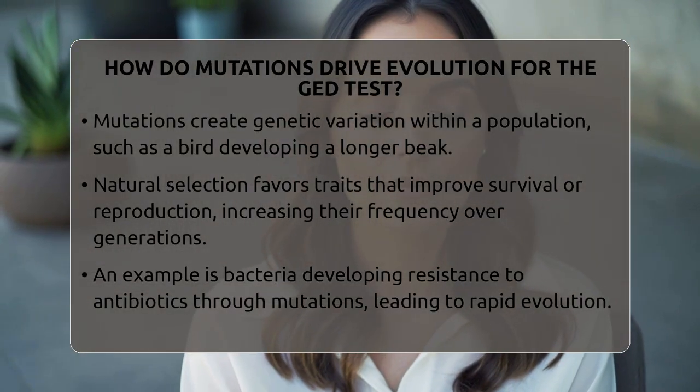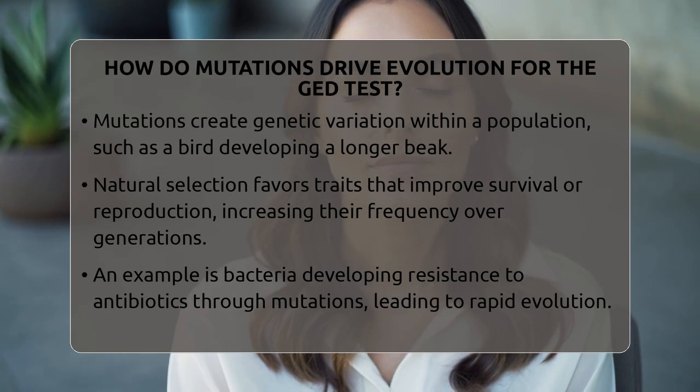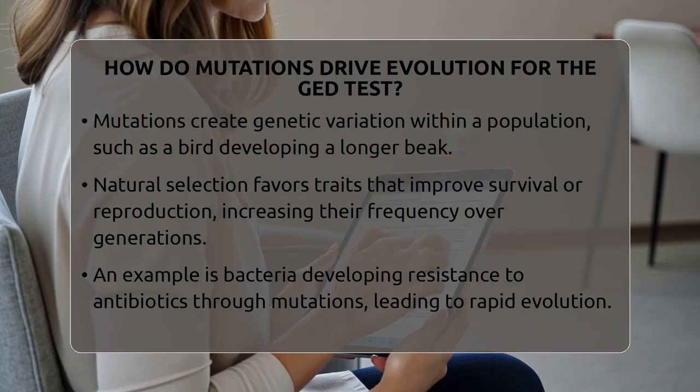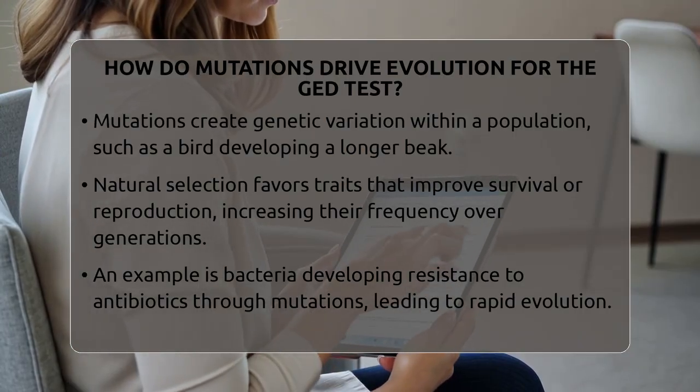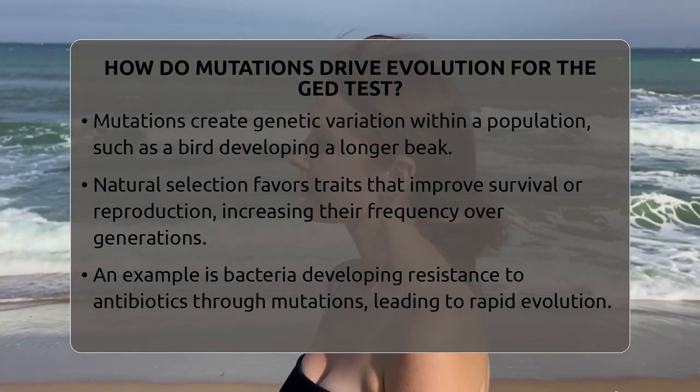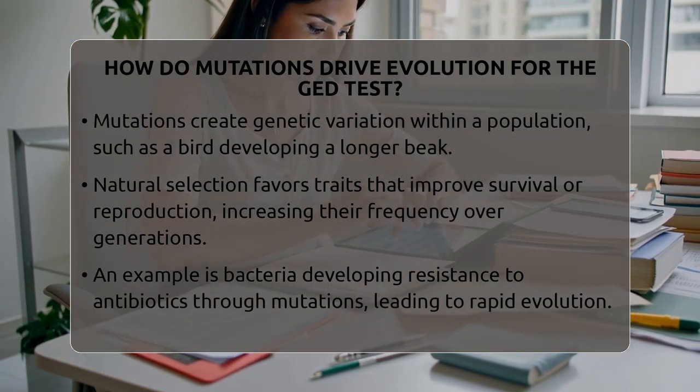If a longer beak helps a bird find food more easily, that bird is more likely to have babies. Those babies will inherit the longer beak trait. Over many generations, this beneficial mutation becomes more common. This is how evolution happens in real life.